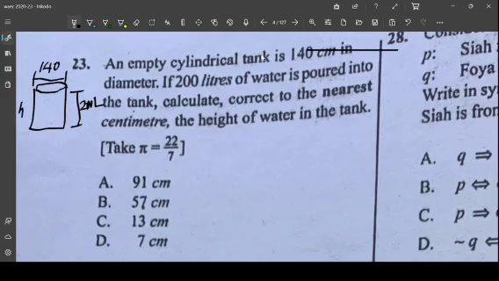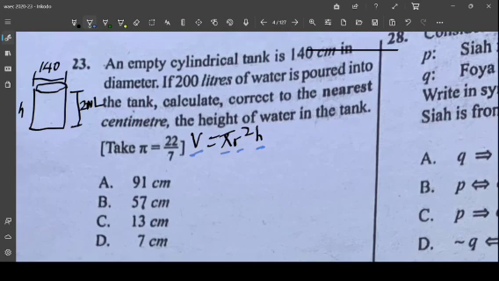So what's the formula for the volume of a cylinder? The formula for volume V of a cylinder is equals to pi r square h. So from the question, we are given our pi. We are also given the diameter, so we are going to divide that diameter by 2 to get the radius. And we are looking for height. And we are given our volume. Although our volume was given in liters, we are going to have to convert it to centimeter cube because our diameter is in centimeters and the answers are in centimeters.